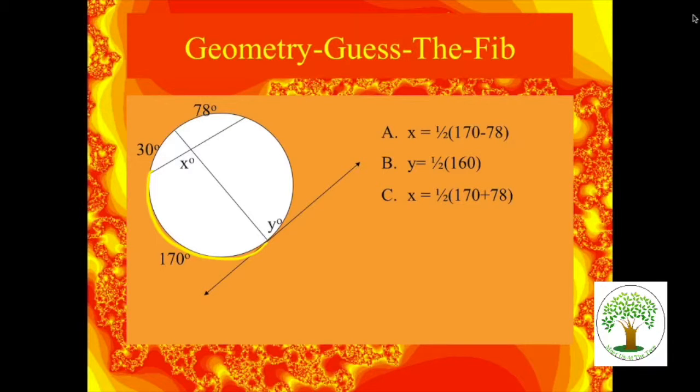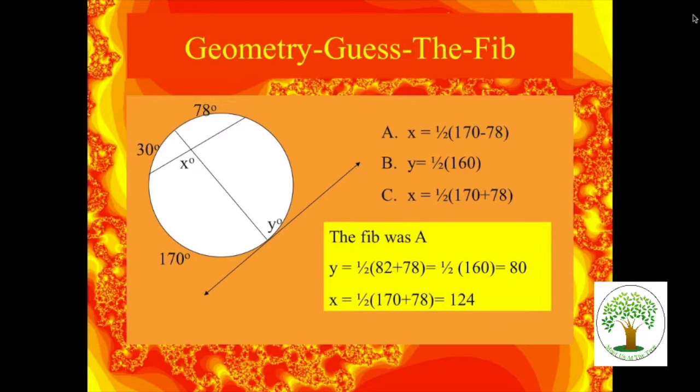Okay, so how many people know? One, two. I'm not going to say I know. Okay, how many think A is the fib? B is the fib? C is the fib? We don't know. All right, here we go. A was the fib.